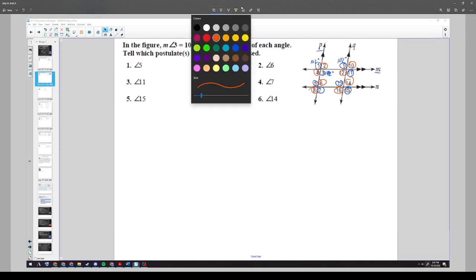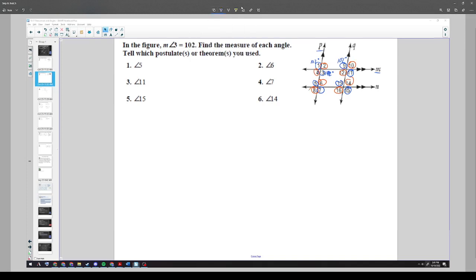All right, so now we have our measurements, and there's only 2 different ones here. So angle 5, we started knowing angle 1. No, we started knowing angle 3. Sorry, 3 and 5 are alternate interior angles. So angle 5 is going to be 102 degrees by the alternate interior angle theorem.